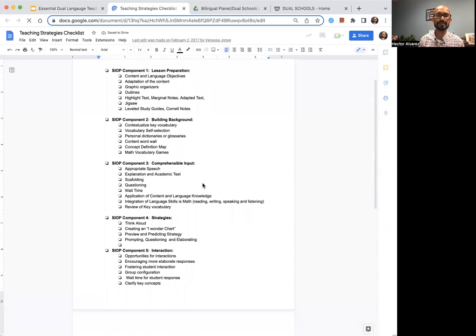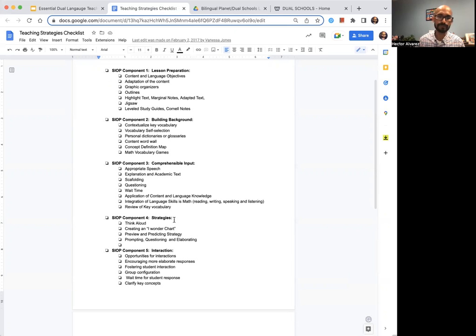So there are 5 different components in terms of the Sheltered Instruction Observation Protocol. One of them is the component lesson preparation. When you're preparing a lesson, make sure that you have graphic organizers, make sure that you have content and language objectives. The other component is building background knowledge: the vocabulary that we were talking about, making sure that we have all the vocabulary that the students might not have or you can build on. We also have comprehensible input, which is when you scaffold the higher thinking questions, and the wait time that you allow for the students to think and respond.